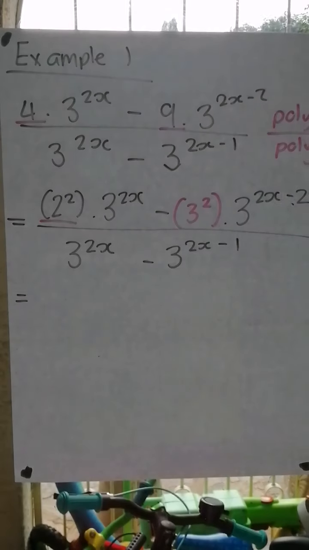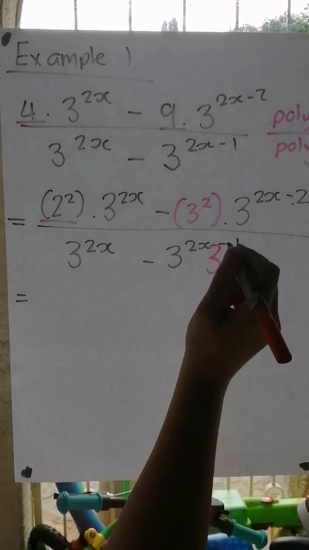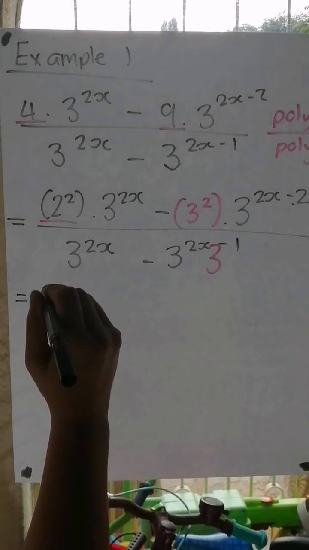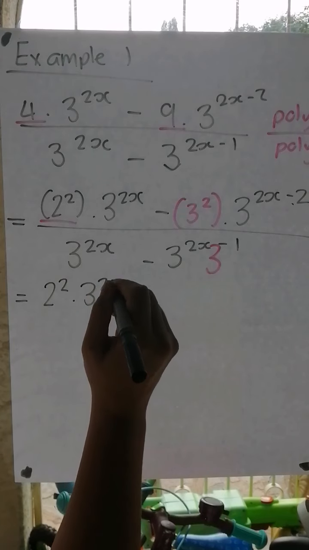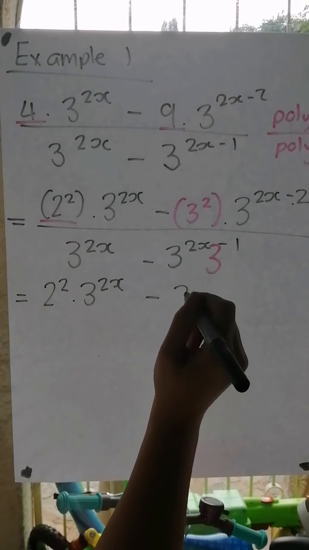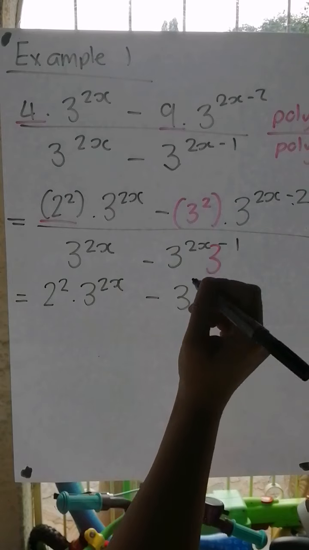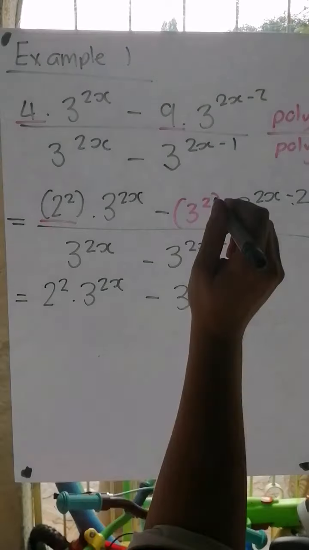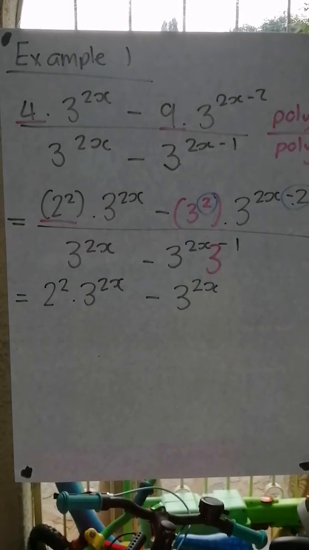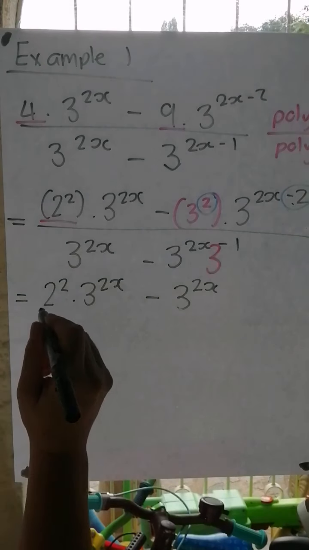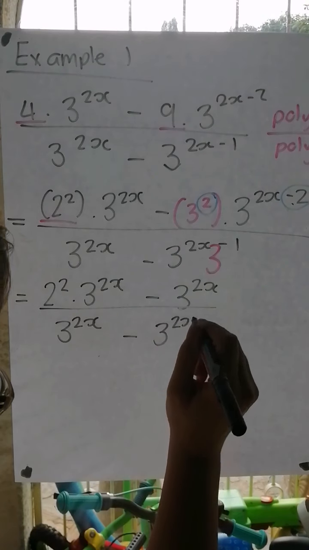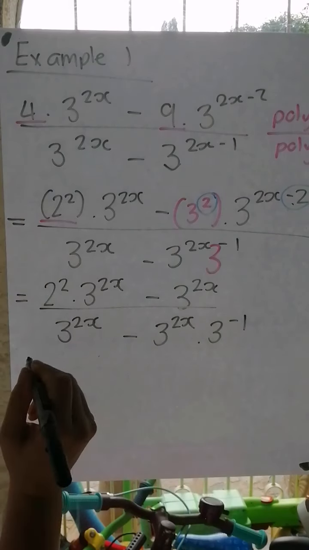And perhaps here I'm just going to remind you that, remember, this has a 3 to the power of negative 1. Okay, so I'm keeping this as 2 squared times 3 to the power of 2x minus, keep the base, add the powers. So I've got 2x, because there's no like terms. My like term comes here with 2 minus 2. And what's 2 minus 2? It's 0. So I'm just left with 3 to the power of 2x. All over, at the bottom, I've got 3 to the power of 2x minus 3 to the power of 2x times 3 to the negative 1.